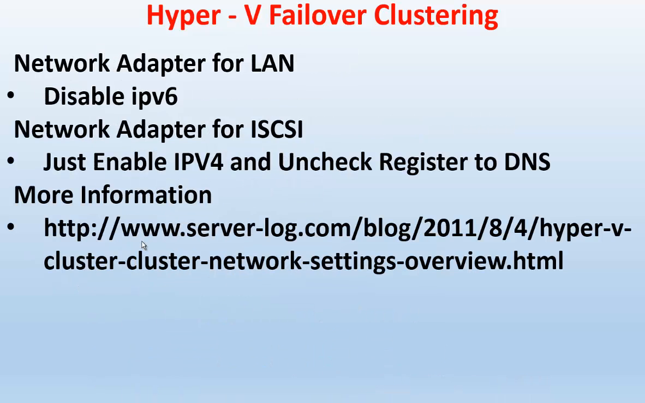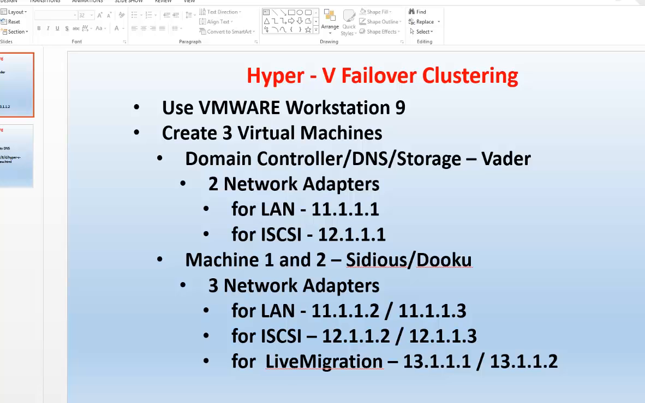Okay, there are some special configurations that you need to do in the network adapters. For the network adapter for SCSI, you just need to enable IPv4 and not check register to DNS. For more information, you can check this link. There is all the information about all network adapters for each service. Now let's go to our example.